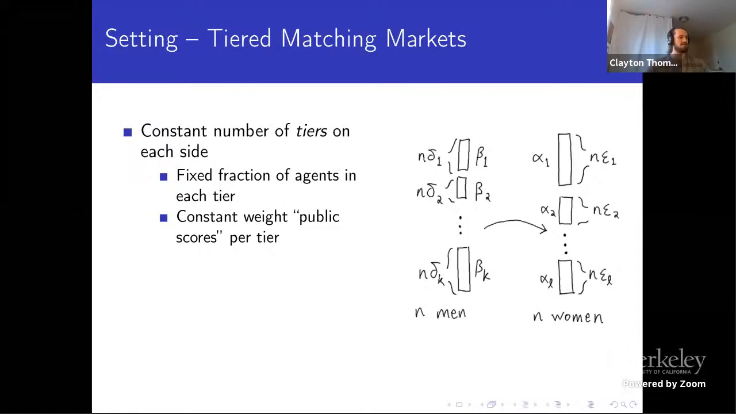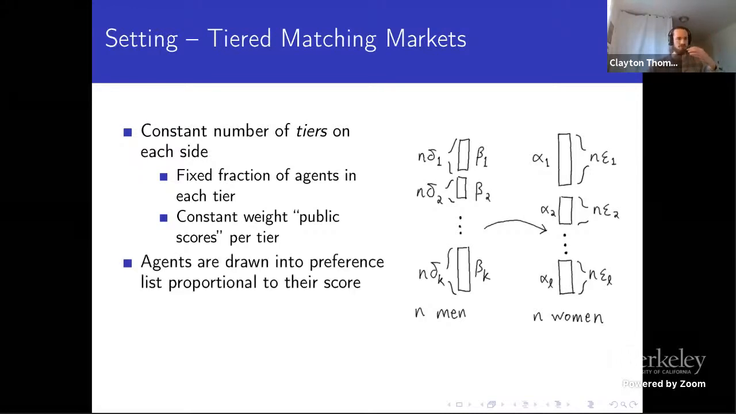So the distribution we study over preferences is a tiered matching market. This has a constant number of tiers for the men and for the women, with a constant fraction belonging to each tier. And there are these constant public scores, or you can think of it as the weight that the agents have attached to each tier. If this is a residents-to-hospitals example, maybe the tiers on the residents are the A students for medical school, the B students, etc. And the way preferences are drawn is from favorite to least favorite by sampling proportional to the score of the agents on the other side.